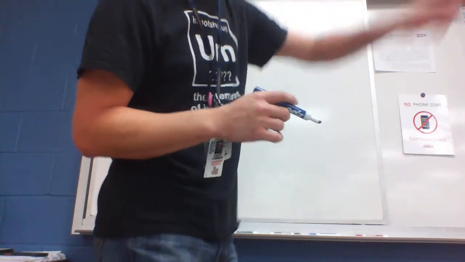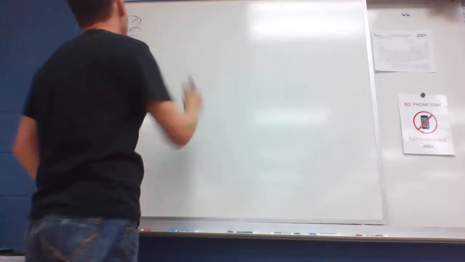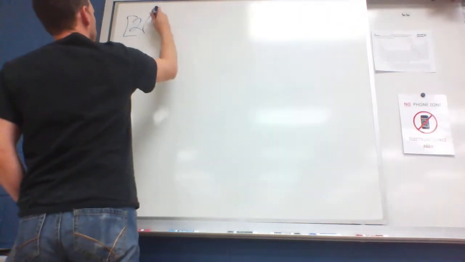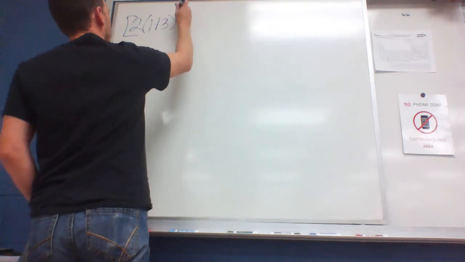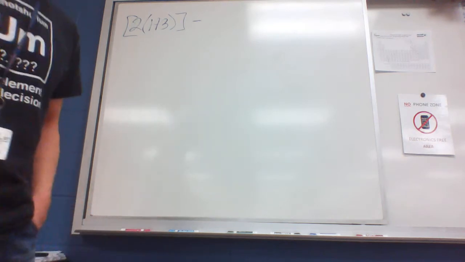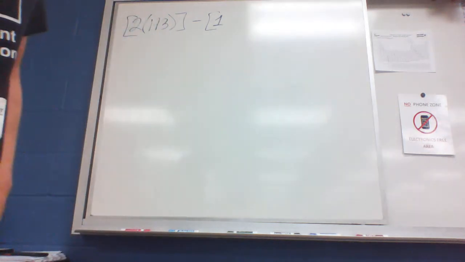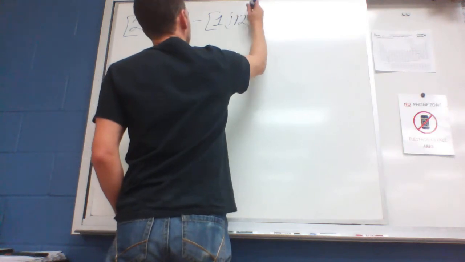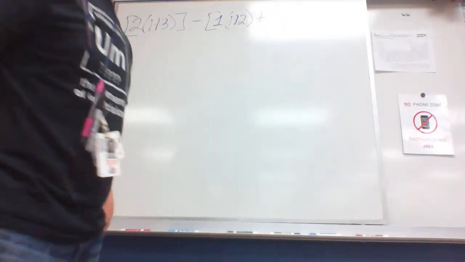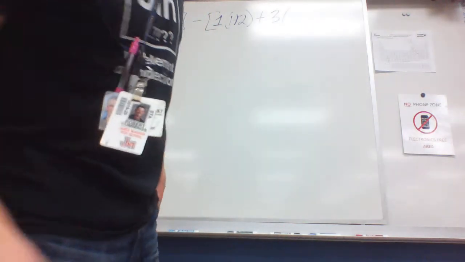Start looking at my reaction. So we've got 2 NH3s. Remember, products first. So we're going to go 2 with the NH3 value of 193. And we're going to subtract the reactants, starting with my 1 N2 with an entropy value of 192, being added to 3 hydrogens with an entropy value of 131.